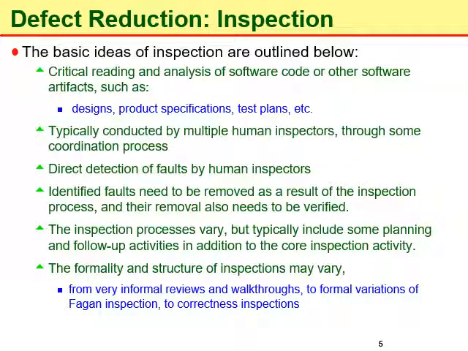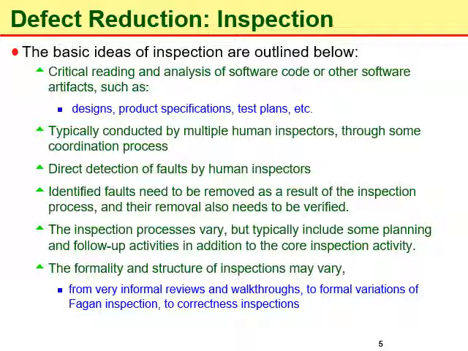In fact, there are several basic ideas about inspection. Inspections are critical reading and analysis of software code or other software artifacts such as design, product specifications, test plans, etc. Inspections are typically conducted by multiple human inspectors through some coordinated process. Multiple inspection phases or sessions might also be used for performing the inspection activities.